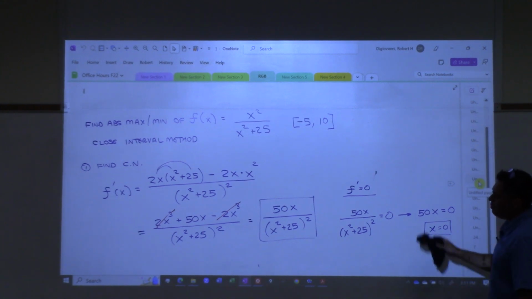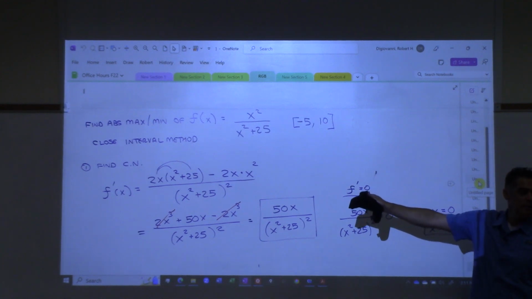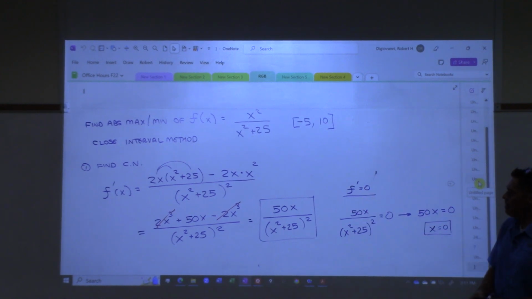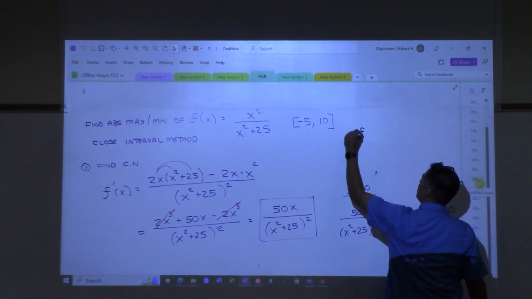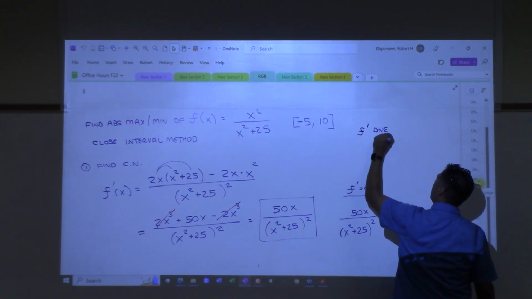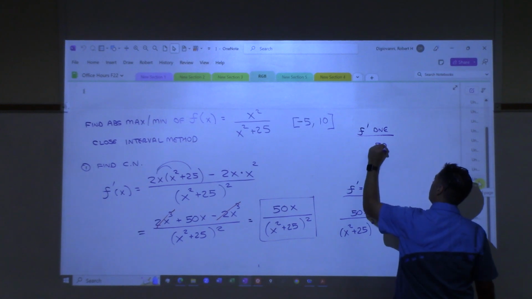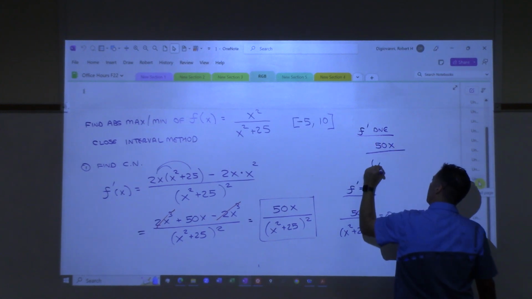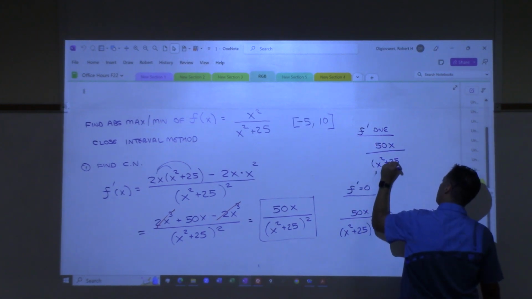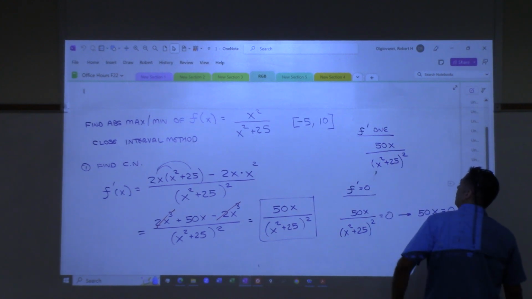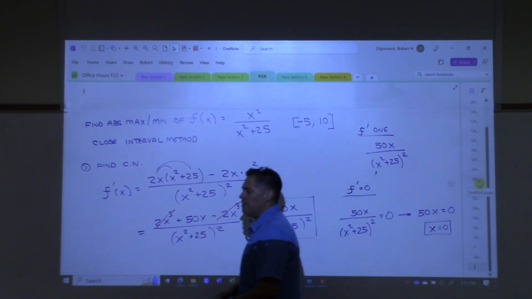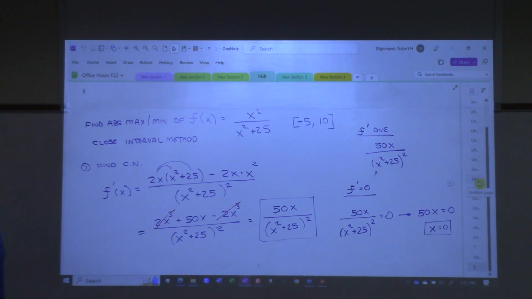All right, am I done with the critical numbers? Am I done with step 1? No, what else do I need to figure out? Where it doesn't exist. I'll do that up here. Where does this derivative not exist? Let's take a look at that derivative: 50x over x squared plus 25, that whole quantity squared. Is there any number that you could plug in that would cause a problem?